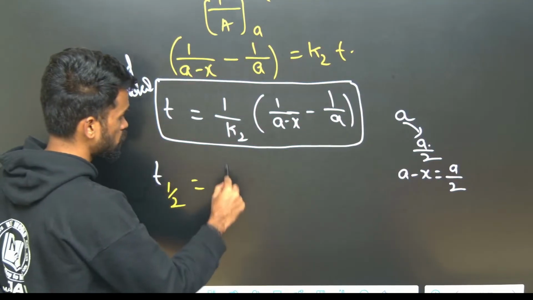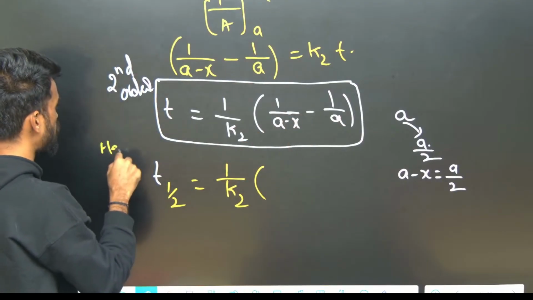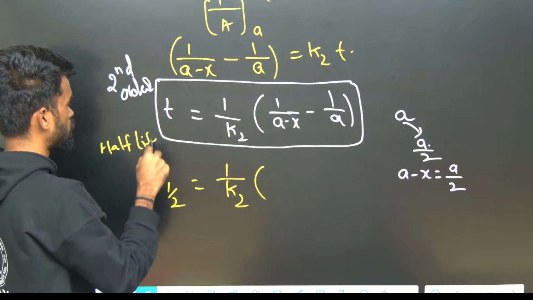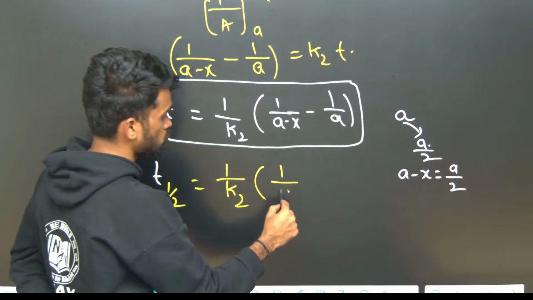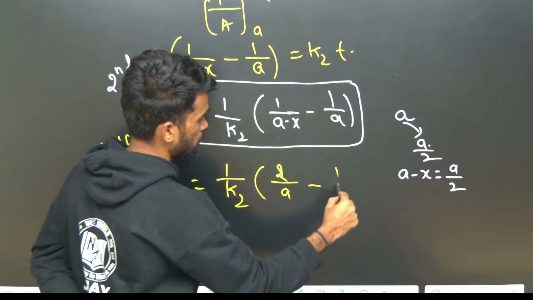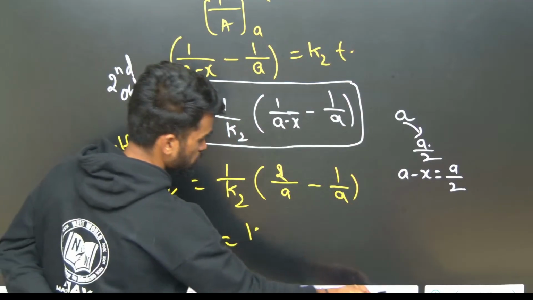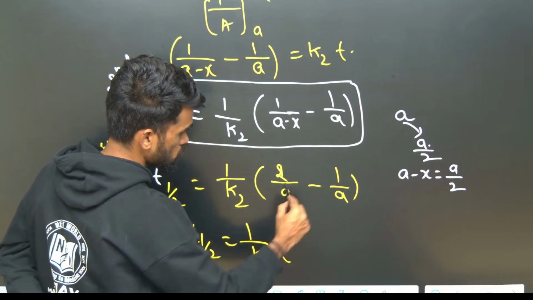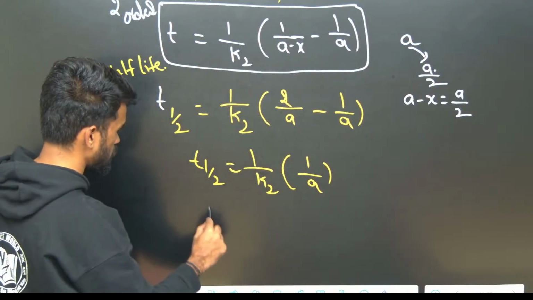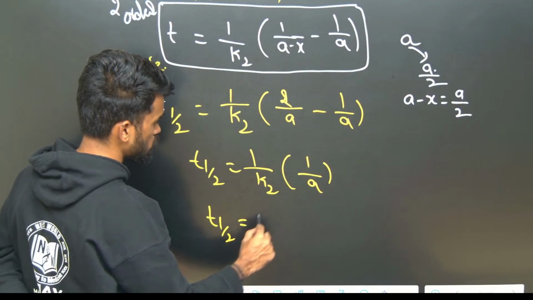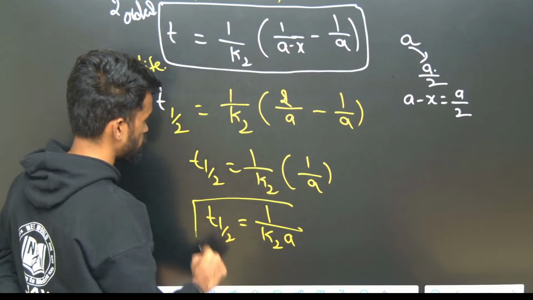So what happens here? T half equals 1 by K2 into what I can place here for half life, I am saying half life of this reaction. Okay, what happens here? 1 by A minus x should be A by 2. Okay, so A by 2. So I can write here 2 and here 1 by A. Okay, so from this T half equals 1 by K2 into 1 by A. So this is the final equation you got. What is T half of a second order reaction? That is just 1 by K2A. Okay, this is very important.